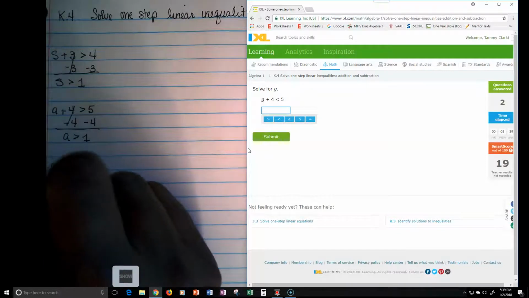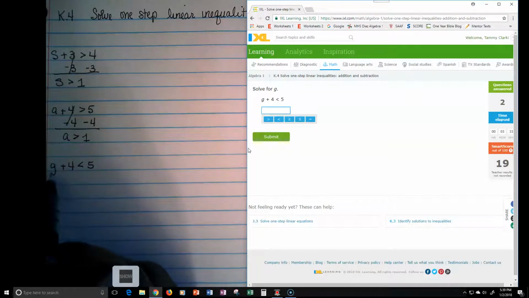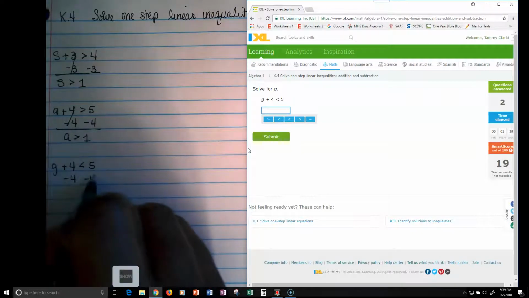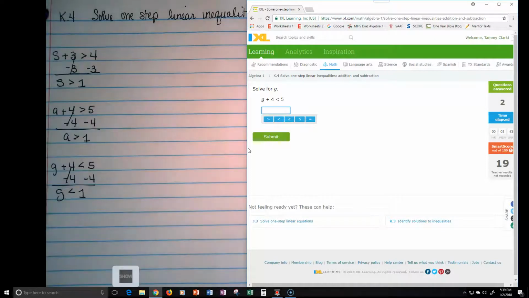We've got g plus 4 is less than 5. We want g isolated, in other words we want it alone. So we're going to subtract 4 from both sides of the equation, and g is therefore less than 1.